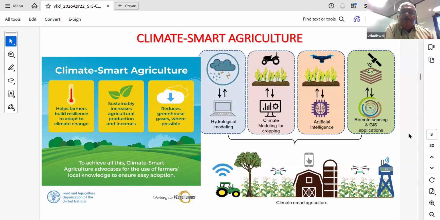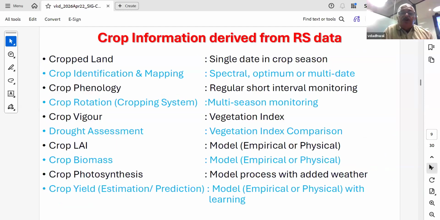So this is done through, I think this was also covered in the last lecture, hydrological modeling, modeling of the crop, and use of AI to find out the best policy and intervention. The satellite data will be giving information, which I will be touching shortly. So what is the information you can get?